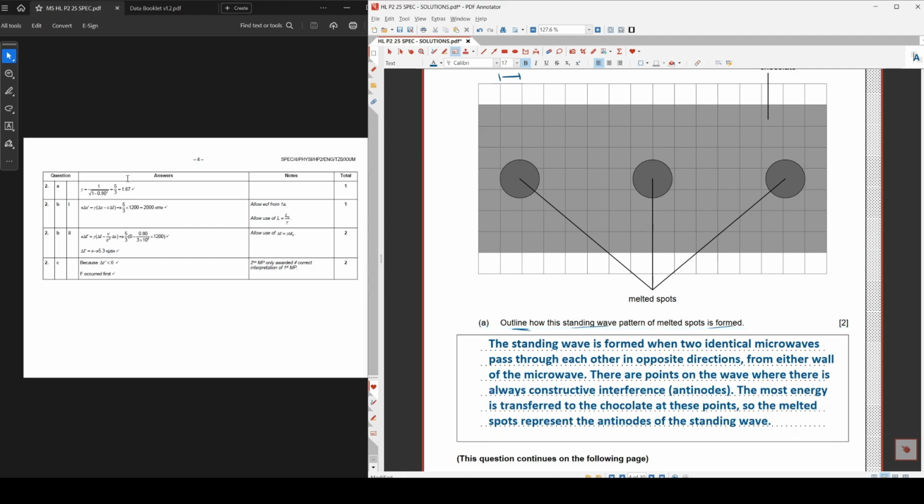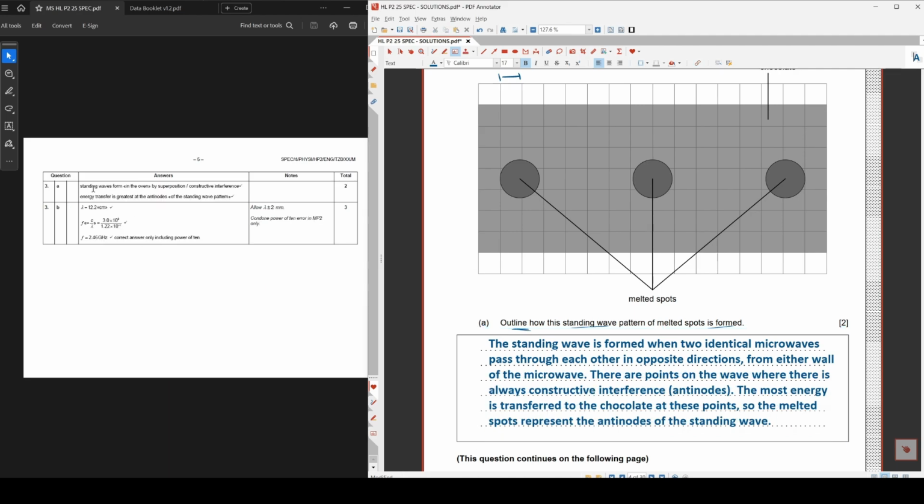Okay, let's see what the important parts of that are. One is: did I make sure that I say superposition or constructive interference? Those are the key words that they love you to talk about here. Superposition is a good one.